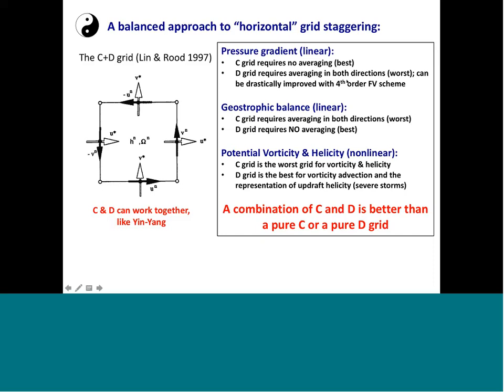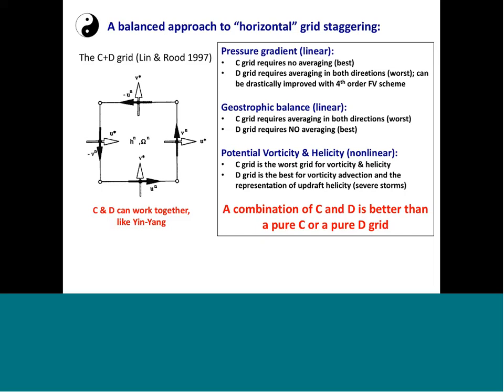For geostrophic balance, the C-grid is absolutely the worst possible grid. Have you ever seen a C-grid model run a hurricane model well? I doubt it. Really, it has something to do with this geostrophic balance. It requires the most amount of averaging. D-grid has no averaging required, it's the best. And this is the linear effect. I know this is the NWP class 101 that people will teach, and I also taught the class once myself.